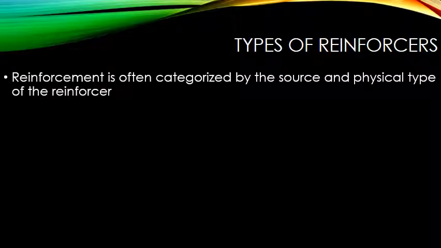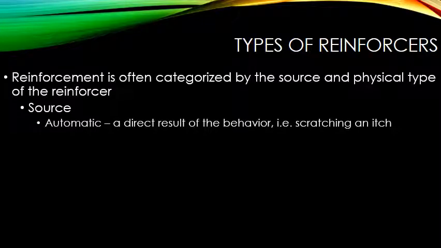When we talk about the types of reinforcers that are available to us, we can categorize them by the source of the reinforcer and the physical type of the reinforcer. So when we talk about the source of a reinforcer, we're talking about how it is presented to the individual. And these can be broken down into automatic reinforcement, which is a direct result of the behavior. For example, if you were to scratch an itch. Automatic reinforcers generally end up being reinforcing because they feel good in some way. They either alleviate some condition that you do not want, or they add a condition that you do.